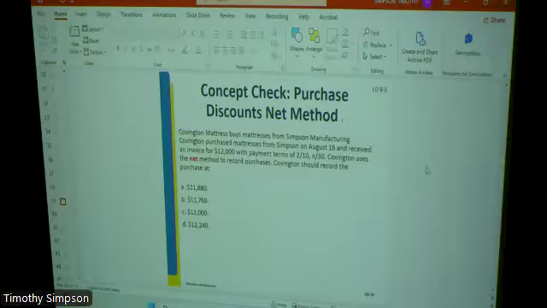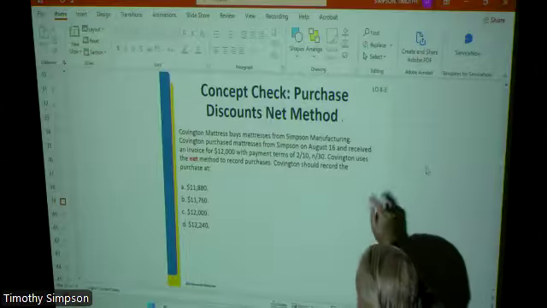Remember, when we talk about purchasing inventory, there are occasionally discounts offered for early payment. We call these cash discounts, as opposed to trade discounts, which may be due to a lot of other factors like good customers, volume customers, and whatnot.